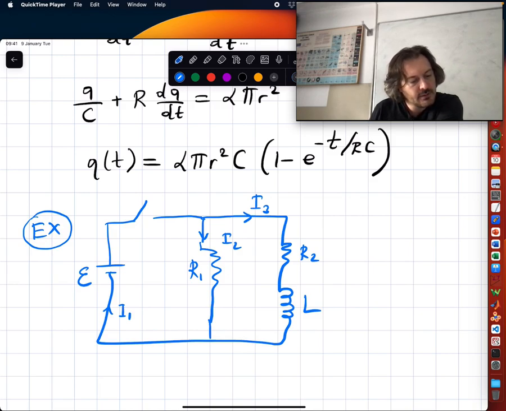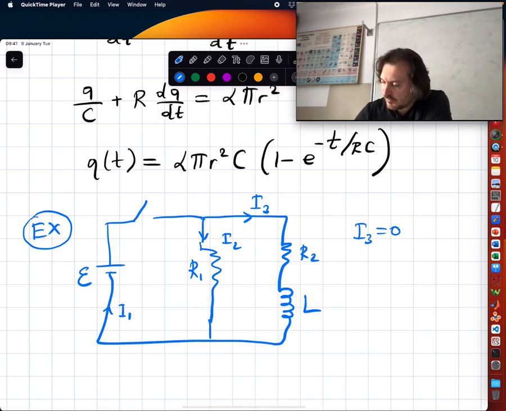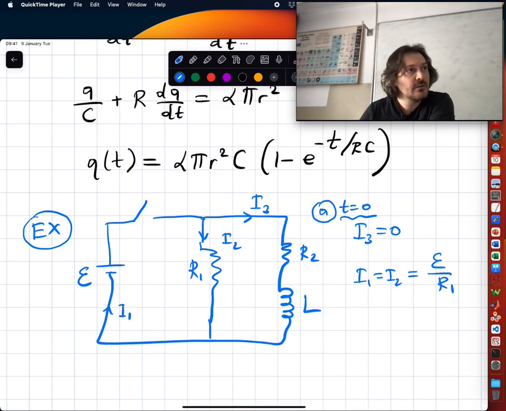Do you have any? Yes? I1 equals I2 and I3 is 0. Yes. I3 is 0 at t equals 0. I1 is equal to I2, which is equal to E over R1. Everybody agrees with this?